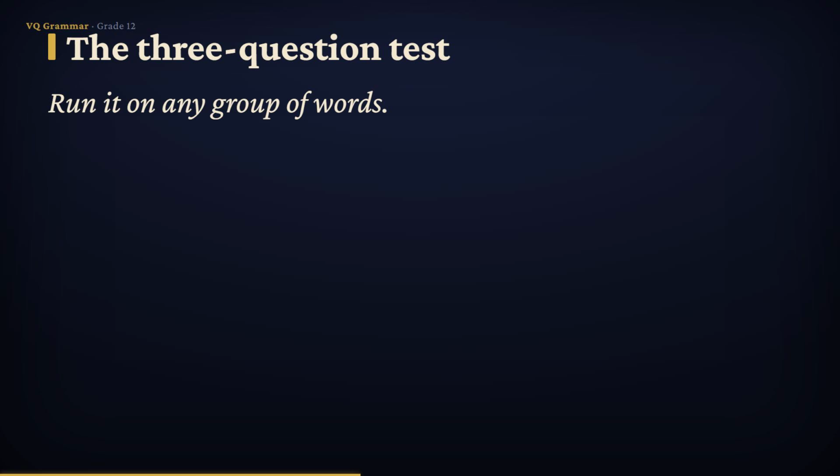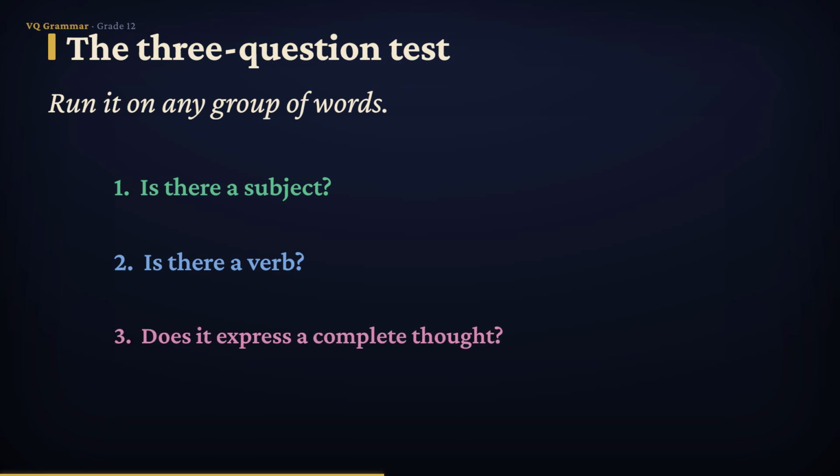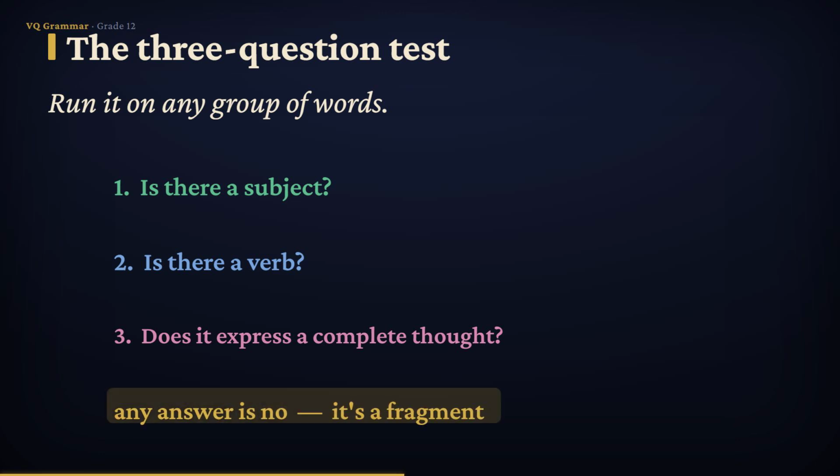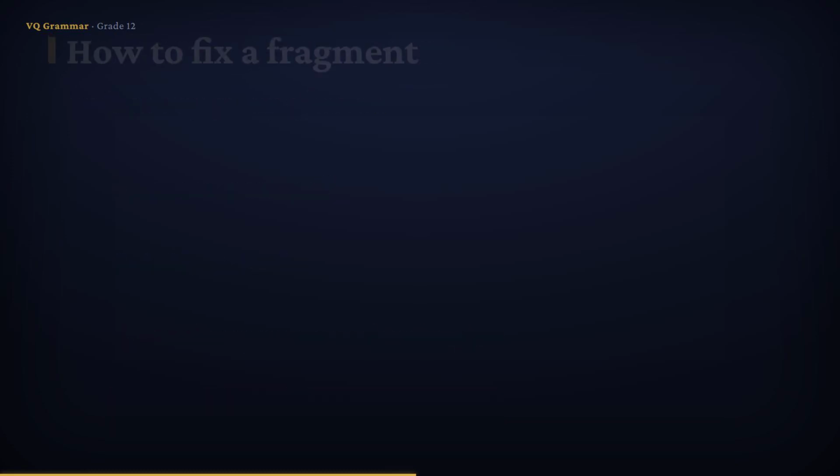Let's turn all of that into a simple test you can run on any group of words. Ask 3 questions in order. 1. Is there a subject, someone or something the words are about? 2. Is there a verb, an action, or a state of being? And 3. Does it express a complete thought, one that can stand on its own? If the answer to every question is yes, you have a sentence. But if the answer to any single question is no, you're holding a fragment. 3 quick questions and no fragment can slip past you.